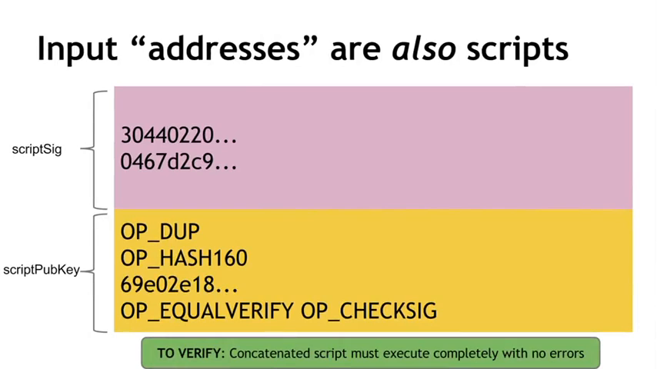When a transaction is being validated, the two scripts get pasted together, they get run, and if the concatenated script can run without any errors, this is considered a valid transaction.